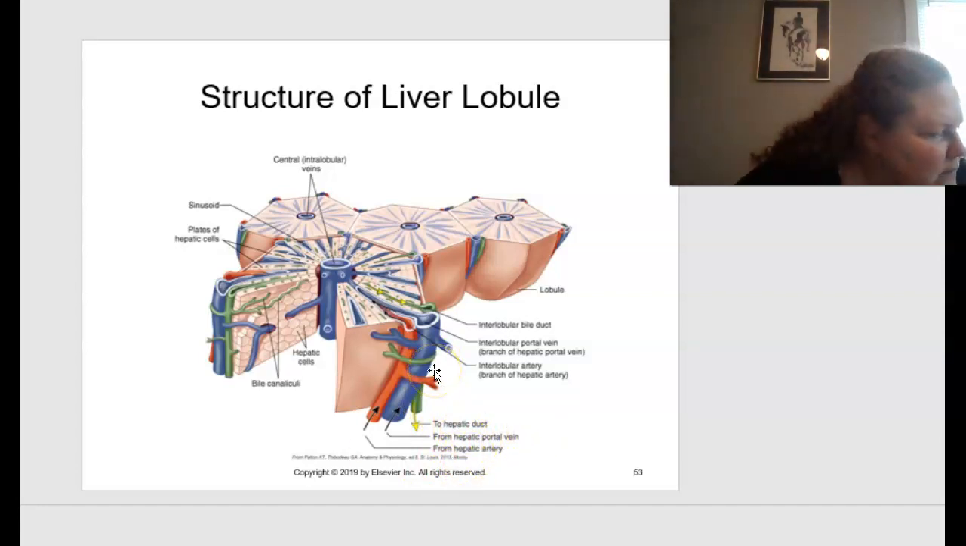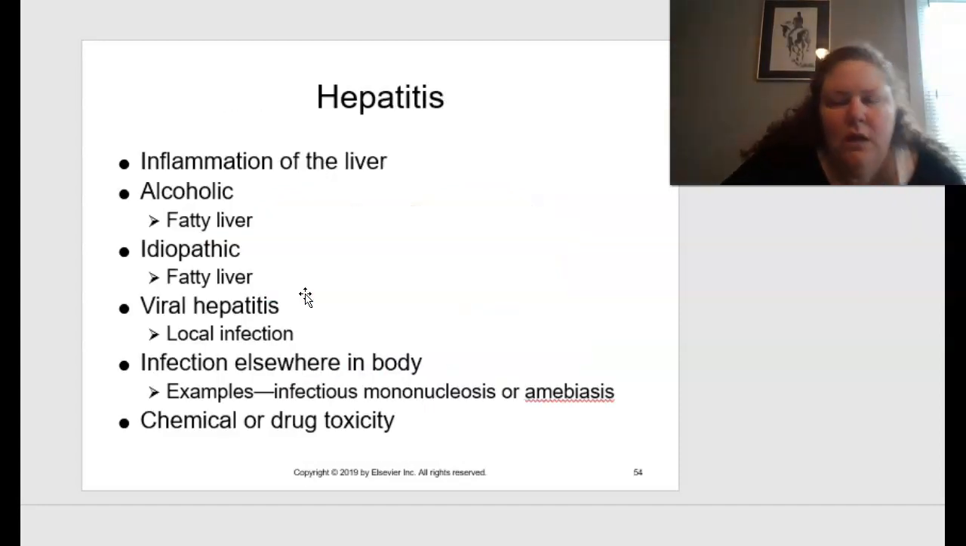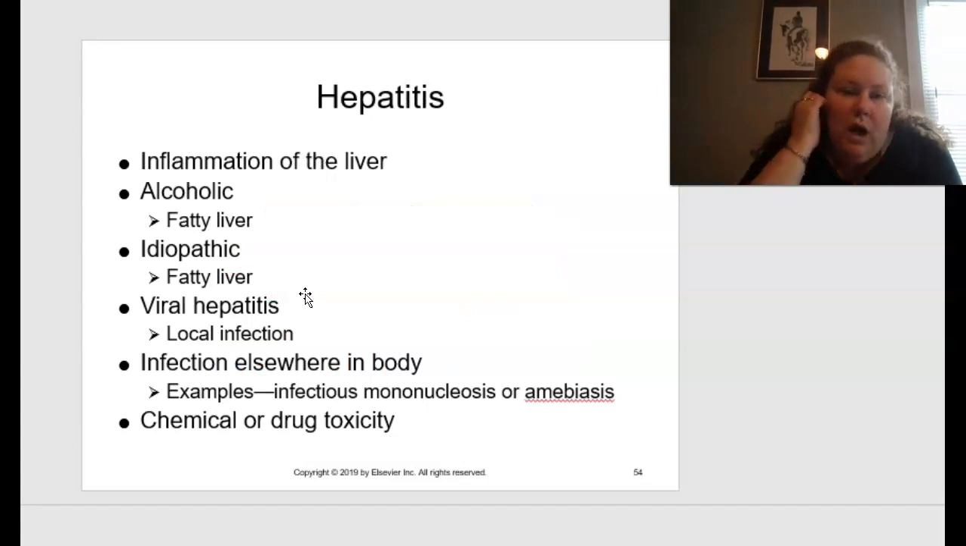And this is very similar to figure 17.20 in your book on page 459. It's just showing the liver lobules, showing the portal areas and the central veins, and this is just a cross section of this one right here of the liver lobule. So, talking about things that can go wrong.